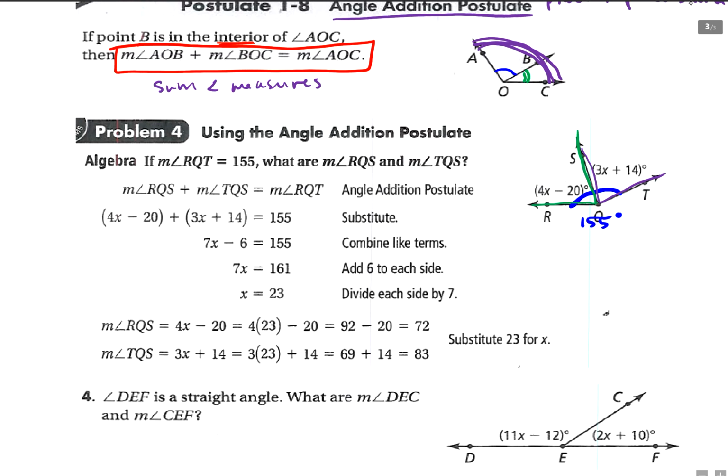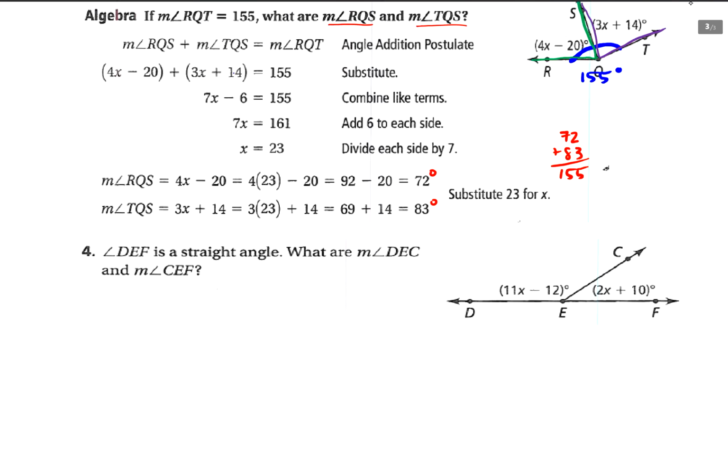Well, I have two little angles that come together to make a big angle. So I can use my angle addition postulate to say that my two measures equal my third. The sum of my two measures equal my third. Then I simply substitute in my values, substitute in my measurements, do my math. I get x equals 23. That's not what I'm asked. I am asked to find the measures, so I substitute back in, and I get 72 degrees and 83 degrees. Well, let's check that. 72 plus 83, 155. We did good. All right.